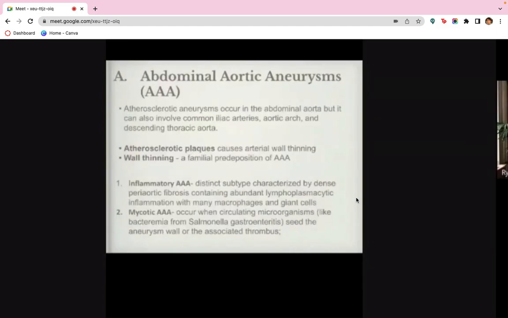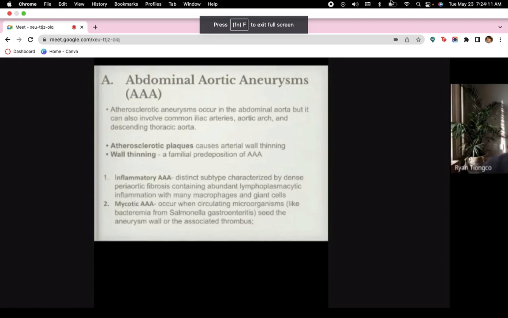So your abdominal aortic aneurysm, or your AAA, typically occurs between your renal arteries and aortic bifurcation. Usually it occurs in the abdominal aorta, but it can also involve common iliac arteries, aortic arch, and descending thoracic aorta. It usually develops after 50 years and is more common in smokers, lalong-lalo na sa mga kalalakihan.